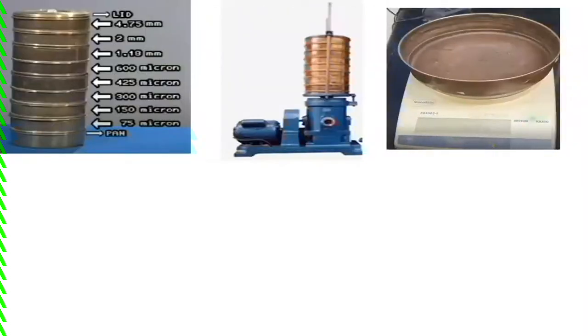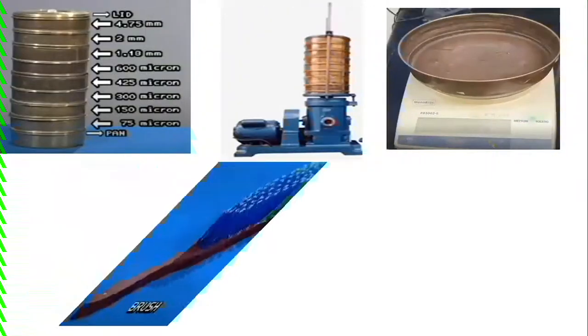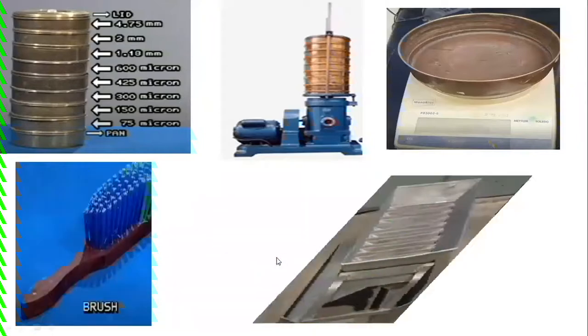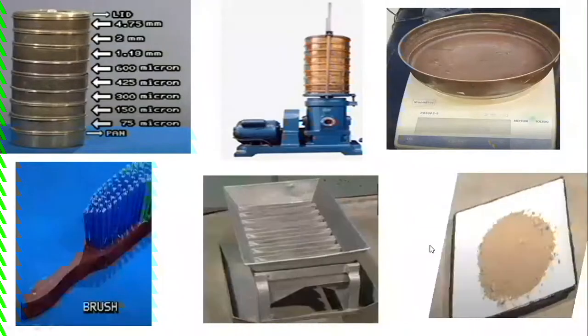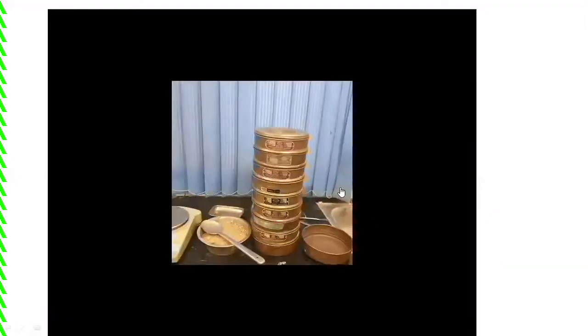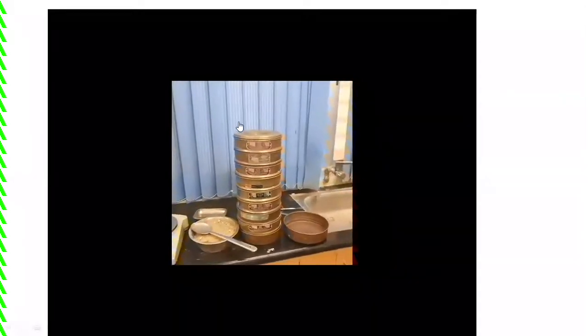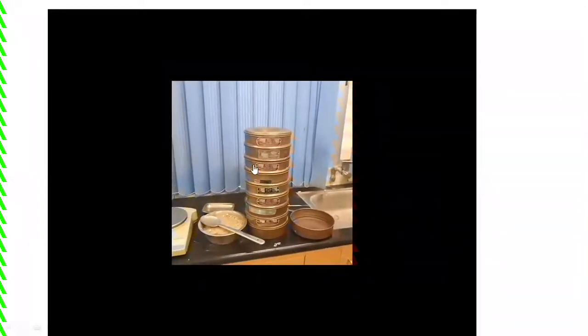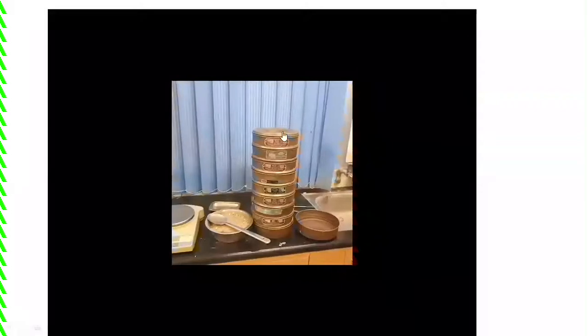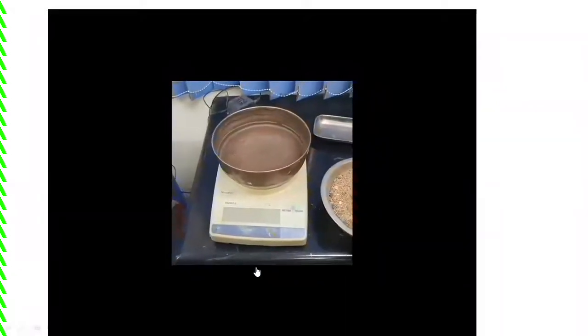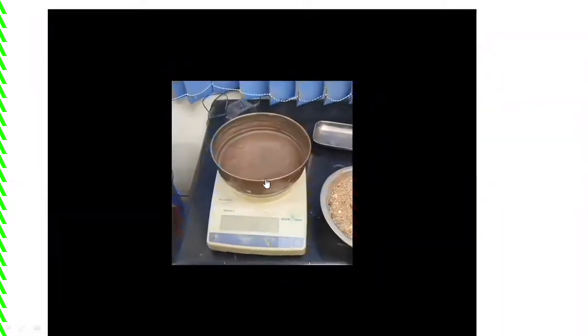And then the weighing balance, and then the brush, and then the riffler. Here you can observe how you are going to perform the grain size analysis. Very first, you have to arrange the IS standard sieves in order, starting from 4.75 mm to the last, 75 micron.